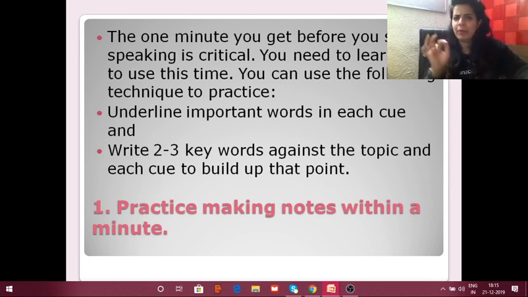So one important is finding keywords. Pick up important ones, underline them. Write 2 or 3 keywords against the topic and each cue to build up that point. So you have to actually build up a tree. You have to make that tree of thoughts in your notepad at that moment. You have just 1 minute, just one.